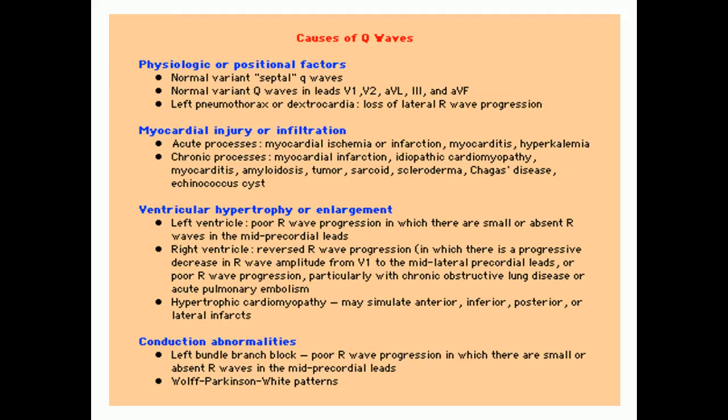So briefly, we will point out the four mechanisms of Q waves without myocardial infarction. Physiological or positional effects will produce normal variant septal Q waves, normal variant Q waves in at least V2, V1, aVL, V3 and aVF, left pneumothorax and dextrocardia, which are physiological or positional states that can also produce loss of lateral R wave progression.